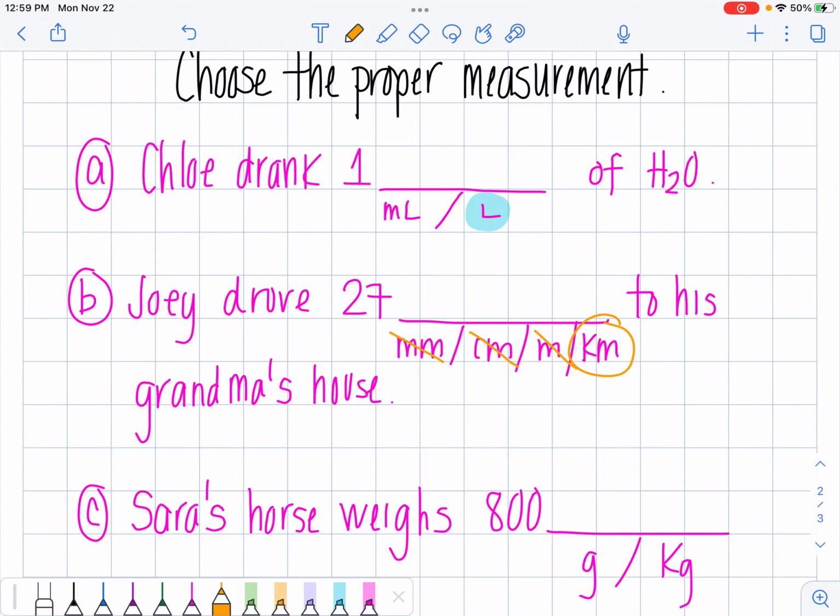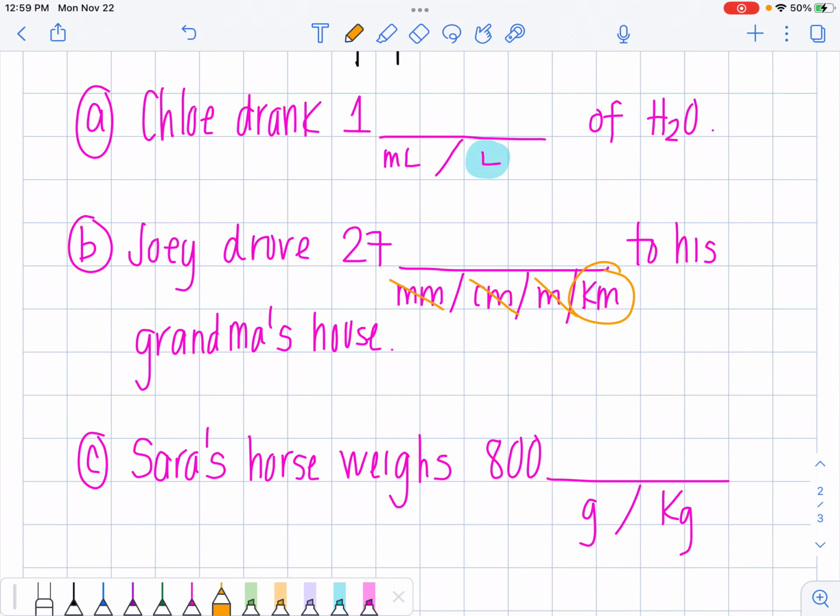And then Sarah's horse weighs 800. Does it weigh 800 grams or 800 kilograms? Is a horse going to weigh 800 paper clips, or is it going to weigh 800 math books? It's definitely more than 800 paper clips. So it's easy to use those references when you're trying to answer these questions, and hopefully it will help you understand and properly assign the metric units to the problem.